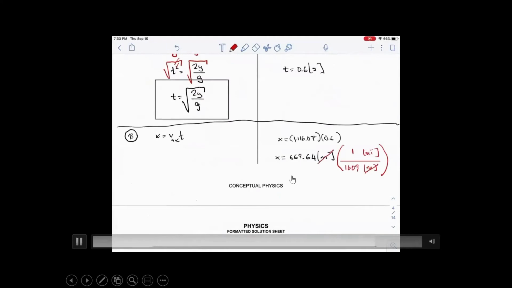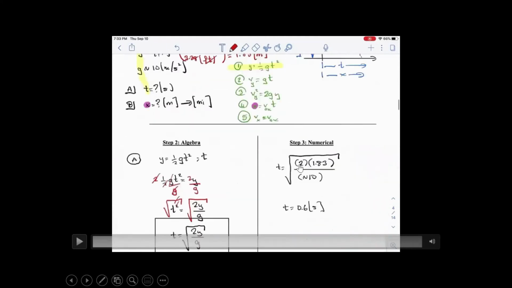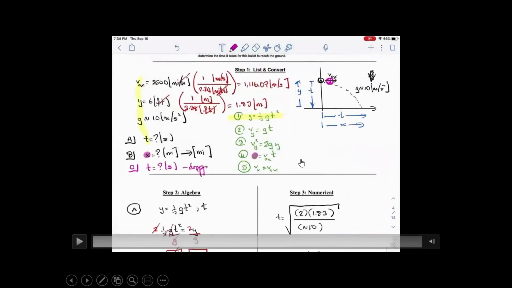Only to realize that this is going to be 0.4 of a mile. Okay, so now it kind of makes sense. What that means is, by the time this bullet reaches the ground, which is going to be a fraction of a second, 0.6 of a second, it's going to travel 0.4 of a mile. That's almost half a mile.